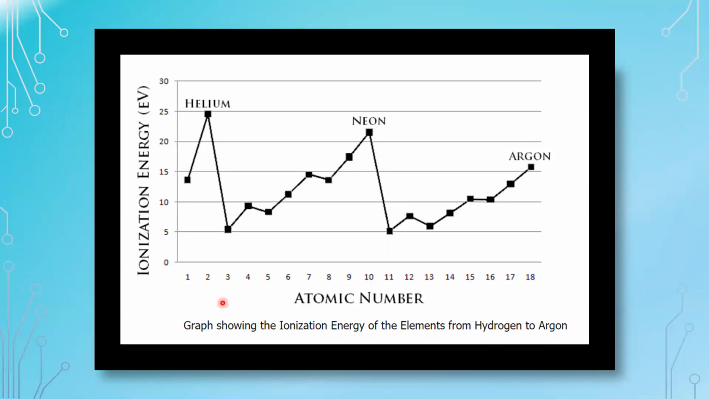Here I have tried to show you a graph of ionization energy versus atomic number for the elements with atomic number 1 to 18. So try to check the variation and compare it with the electronic configuration. Then it becomes very easy for you to correlate.